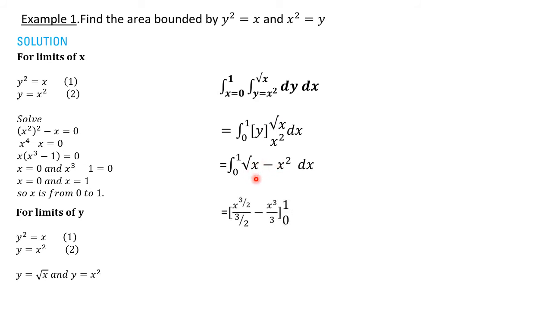Now integrate with respect to x, we'll get x power 3 over 2 over 3 over 2 minus x cube over 3, and the limits are from 0 to 1. Replace x with 1. We'll get 2 over 3 minus 1 over 3, and we'll get 1 over 3 square units as our final answer.